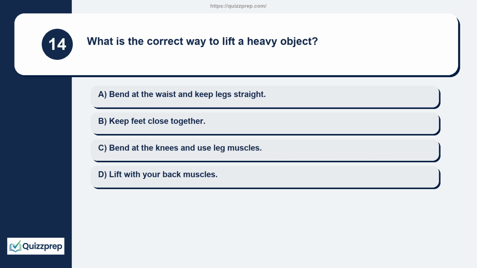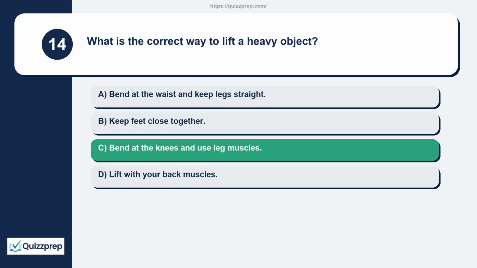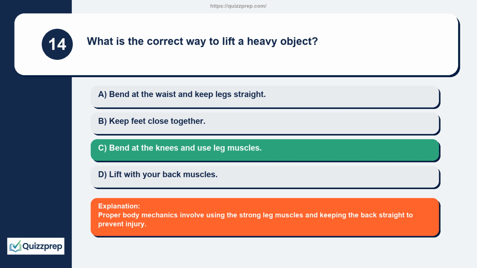Question 14. What is the correct way to lift a heavy object? Bend at the waist and keep legs straight. Keep feet close together, bend at the knees and use leg muscles. Lift with your back muscles. Proper body mechanics involve using the strong leg muscles and keeping the back straight to prevent injury.